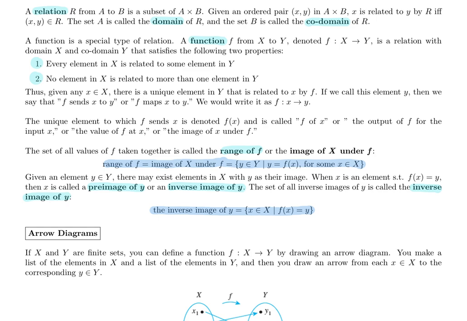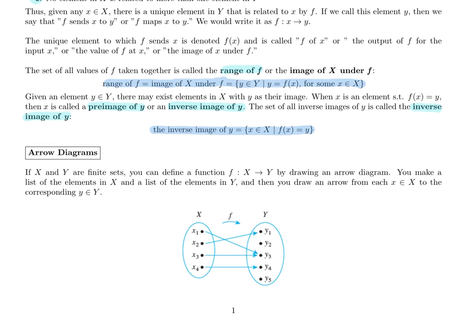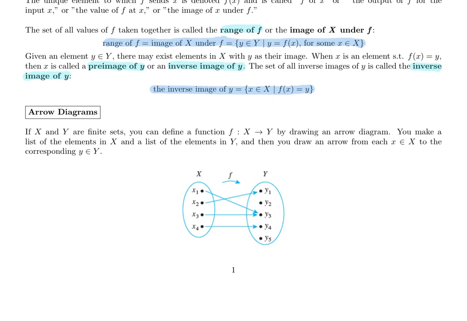So this is a lot of definitions, and I will say that using these arrow diagrams brings these definitions to life. So let's look at our arrow diagram. If X and Y are finite sets, you can define a function f mapping X to Y by drawing an arrow diagram. You make a list of the elements in the domain X and a list of the elements in the codomain Y, and then you draw an arrow from each element in X to its corresponding element in the codomain Y that is mapped there through f.